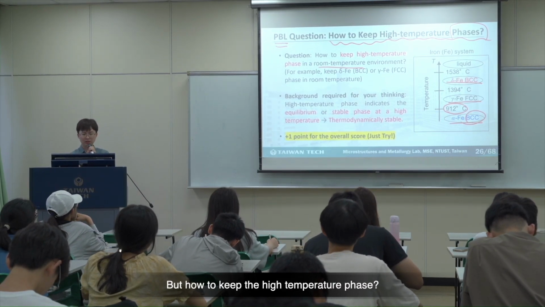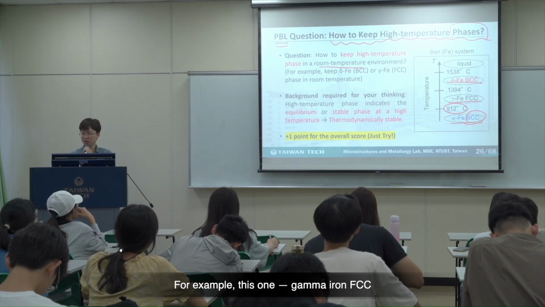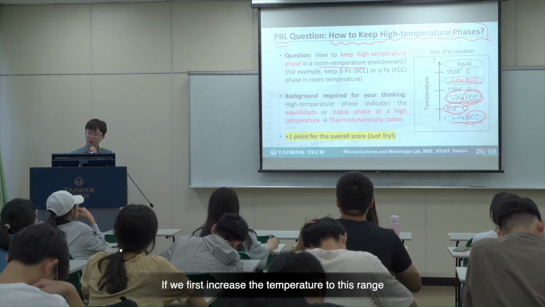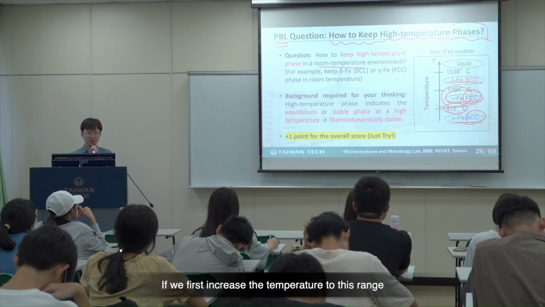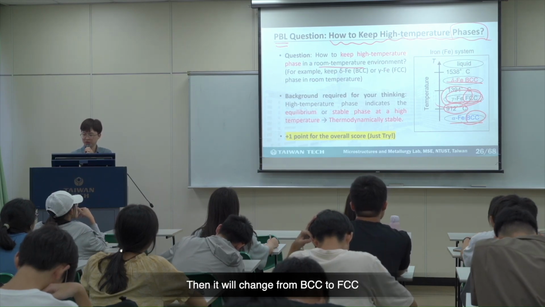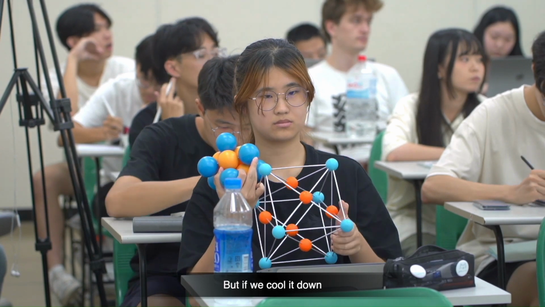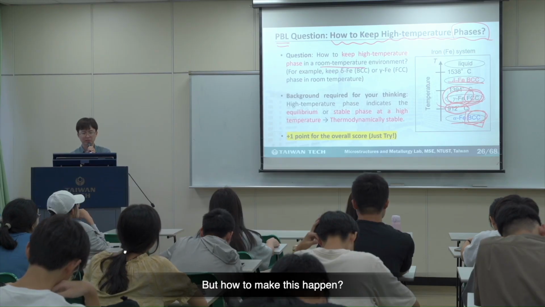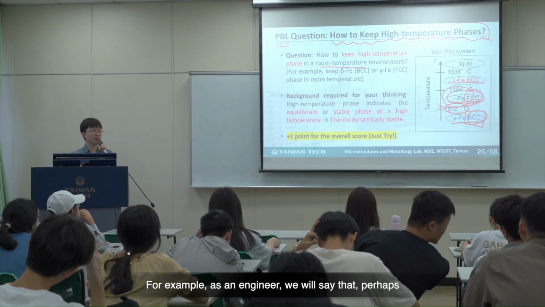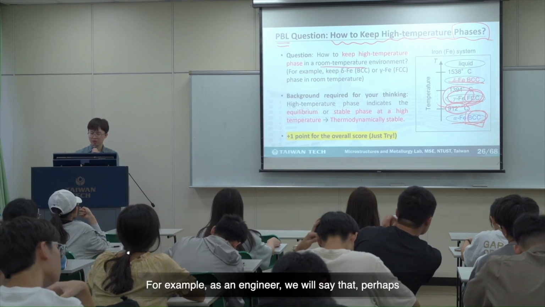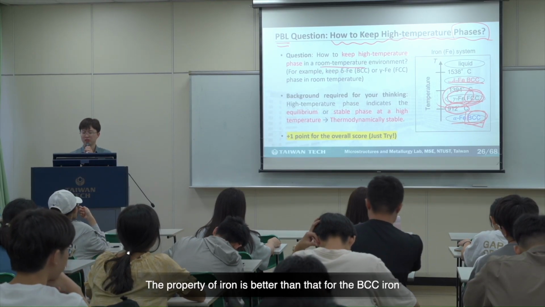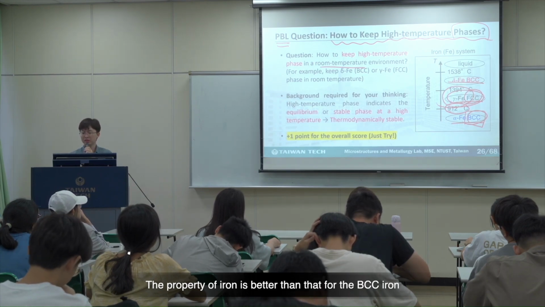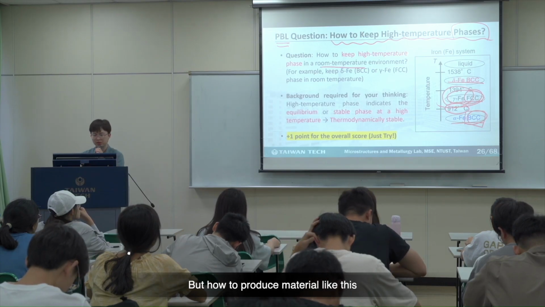But how to keep high temperature phase? For example, this one, gamma irons, FCC. If we first increase the temperature to this range, then it will change from BCC to FCC. But if we cool it down, it will turn back to BCC, right? But how to make this happen? For example, as engineers, we will say that perhaps the property of this iron is better than that for the BCC irons. But how to produce material like this?